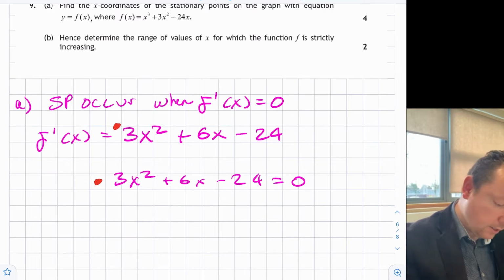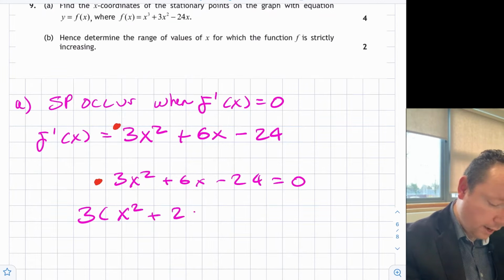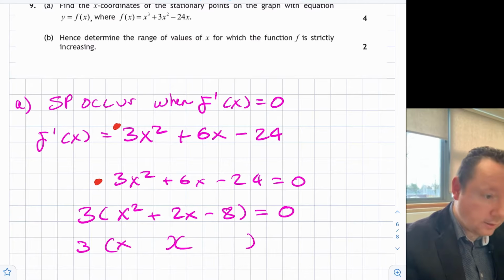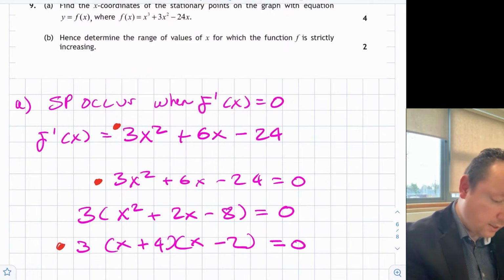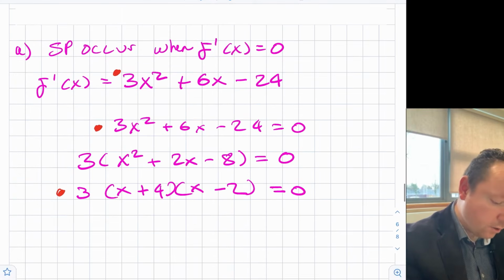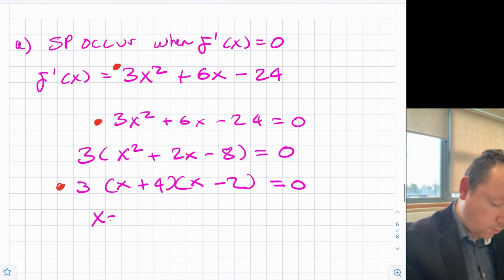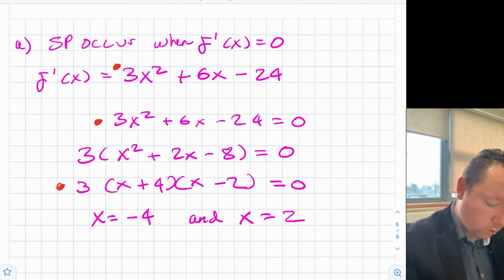So factorising it, 3 is a common factor, so it's x squared plus 2x minus 8 is 0. That's 3, x and x. And then you're going to have plus 4 take away 2 equals 0. So there is your third mark for factorising. And then your final mark, x equals minus 4 and x equals 2.